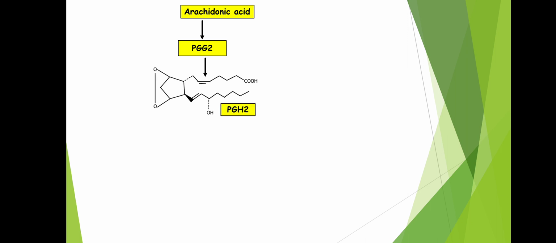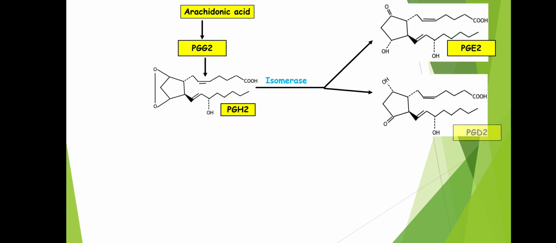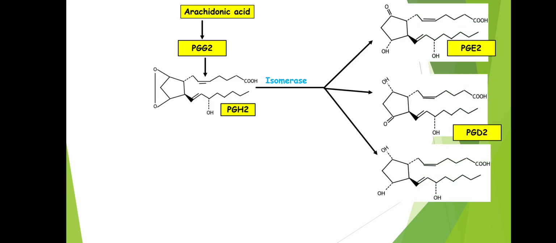Now we will revise this thing. Arachidonic acid first gets converted into PGG2. This PGG2 is rapidly converted into PGH2. Both PGG2 as well as PGH2 are unstable endoperoxides. This PGH2 can move to various body tissues, and in presence of enzyme isomerase it can form either PGE2 or PGD2 or PGF2 alpha.